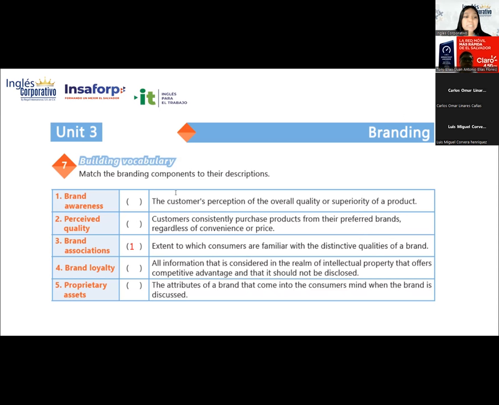Now, what is perceived quality? The first one, the customer perception of overall quality or superiority of a product. Excellent. Thank you. That is correct. That is perceived quality, the perception, right? So just keep in mind the terms, right? So brand awareness, the knowledge that customers have about a brand. Perceived quality, the perception that customers have about a brand, yeah?